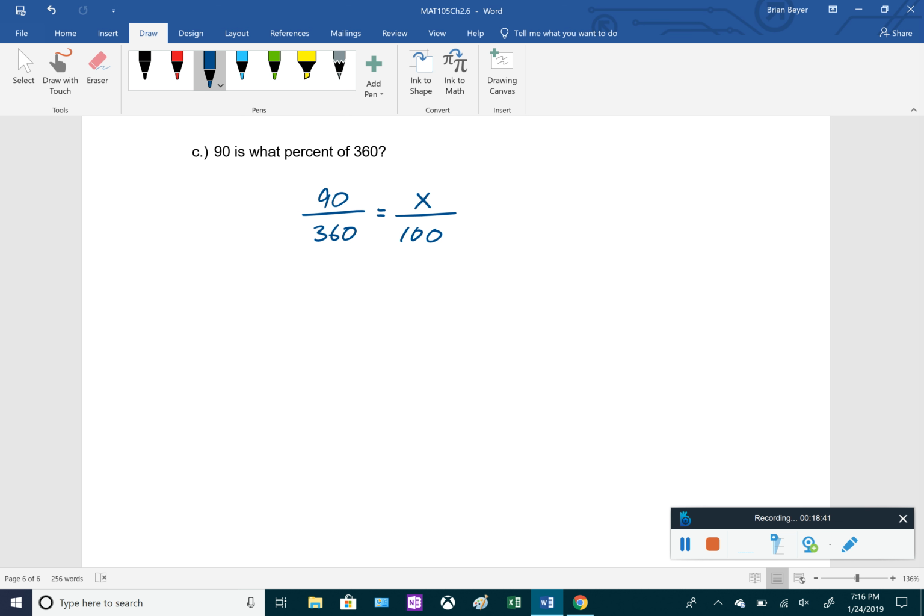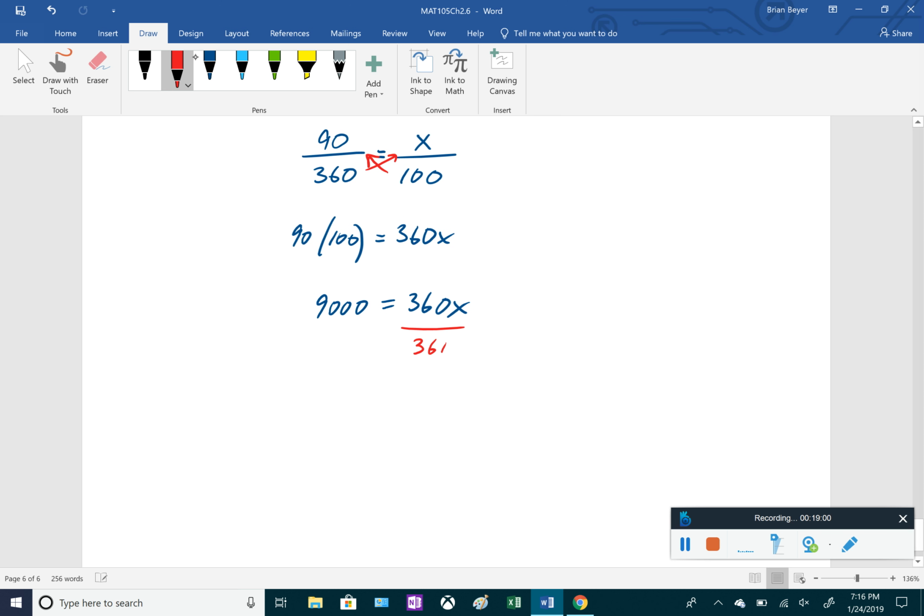So cross multiply. And we're going to get 90 times 100 equals 360 times x. That's going to be 9,000 equals 360x. And we're going to divide both sides by 360 to get x alone. So we get x equals 9,000 divided by 360, which is 25, which is 25%. Okay, so 90 is 25% of 360. Okay, so that is it for chapter 2.6. That was ratios, proportions, and percents.